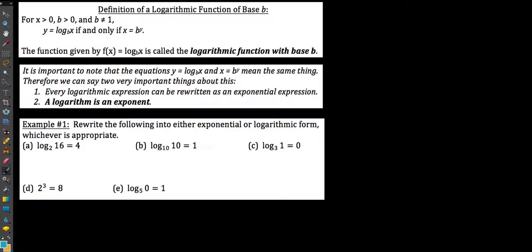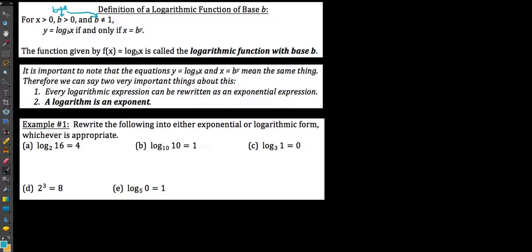Our definition of a logarithmic function of base b says for all positive x values where b is also positive, we'll make a note here. This is our base. Our base must be some positive number, and our base cannot be equal to 1. If that's the case, then y equals log base b of x is true if and only if x equals b to the y.